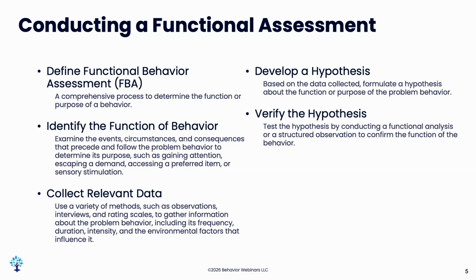You want your baseline during this as well. To find that function, we often use ABC data collection, and we develop a hypothesis about the function. A lot of times we might do a functional analysis to verify that hypothesis. So at the end of that, you know what your most likely function is. From there, you can create an FCT plan. But you need that function to make FCT work.